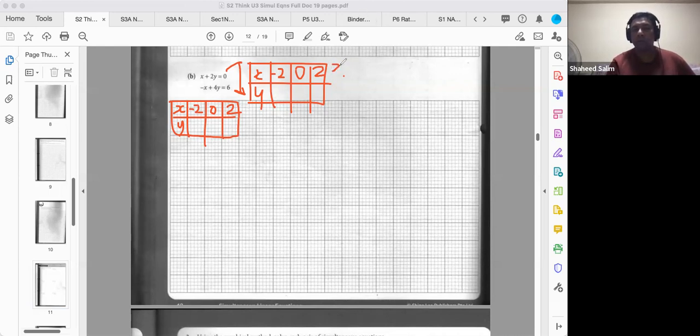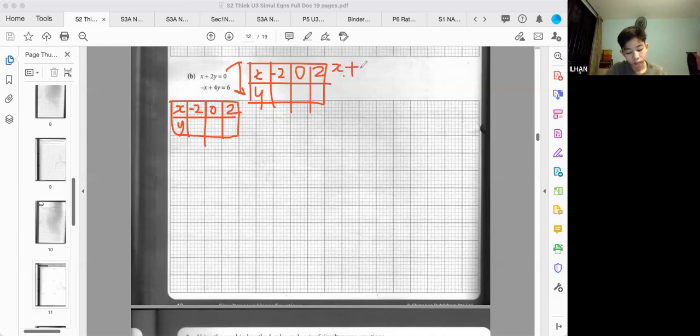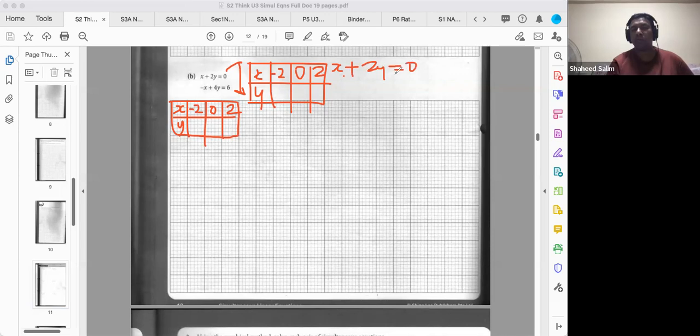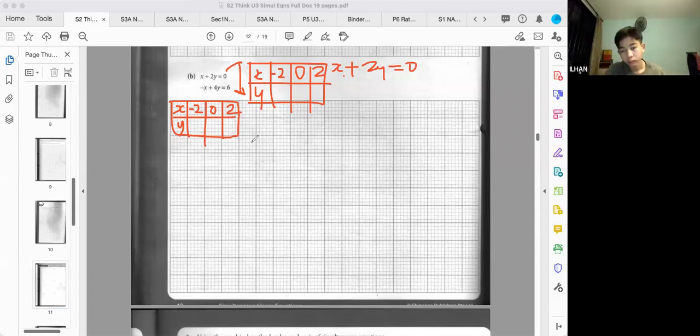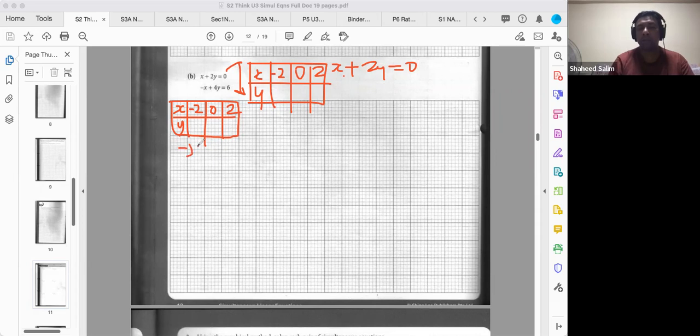See the equation. This is for x plus 2y equals to 0. You can actually move the x there. 2y equals to minus x. Okay. Down here now is minus x plus 4y.